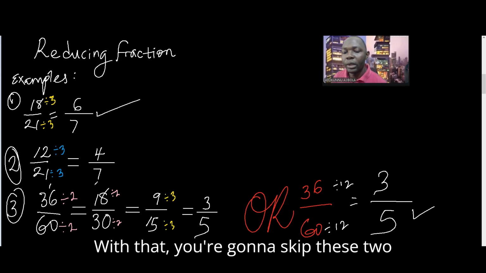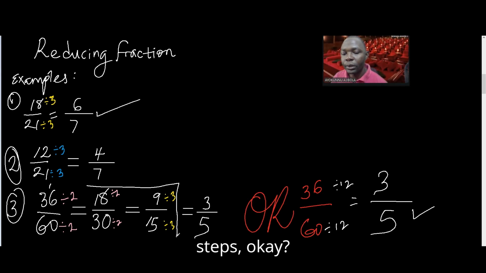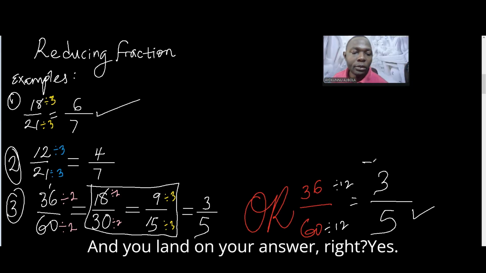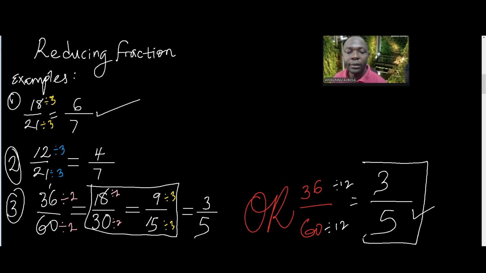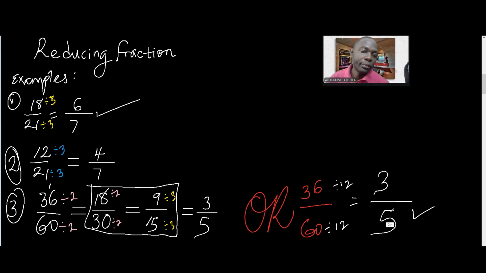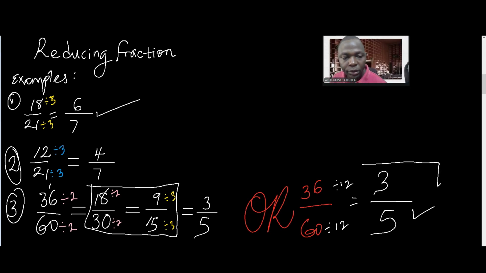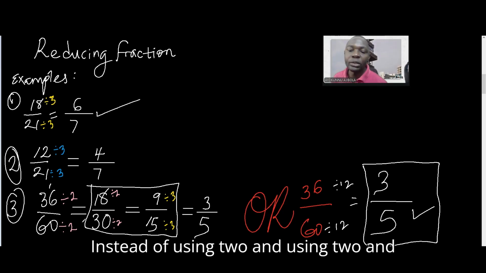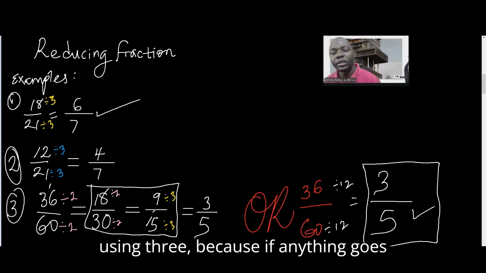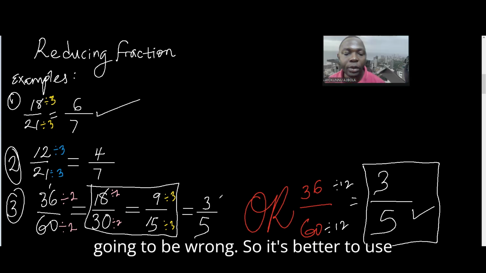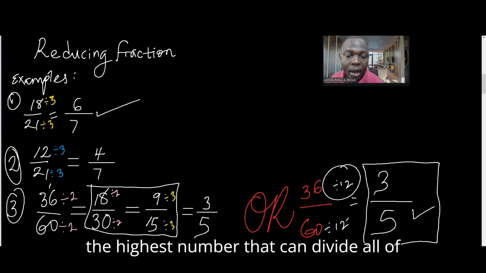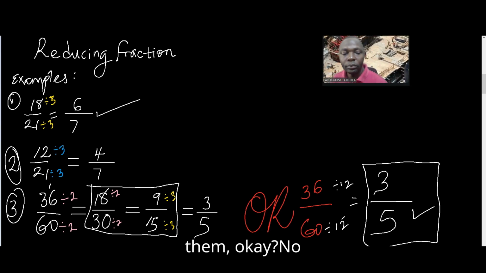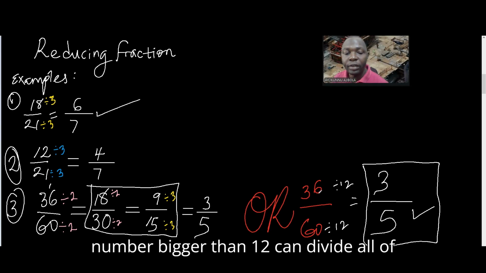So with that, you're going to skip these two steps, okay? And you land on your answer, right? Do you understand what I'm explaining to you? Instead of using 2 and using 3, because if anything goes wrong on the way, your final answer is going to be wrong. So it's better to use the highest number that can divide both of them, okay? No number bigger than 12 can divide both of them at the same time.